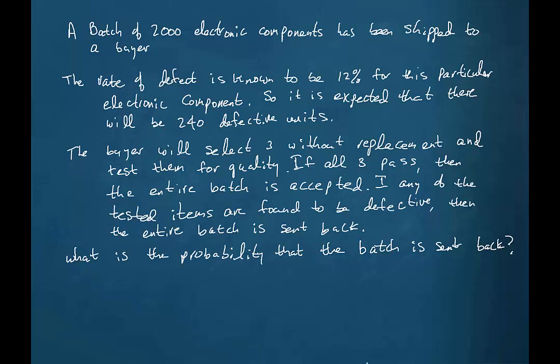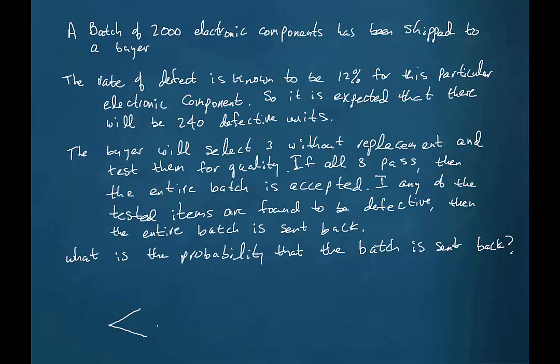If all 3 pass, then the entire batch is accepted. If any of the tested items are found to be defective, then the entire batch is sent back. What is the probability that the entire batch is sent back? It would be a good idea to draw a probability tree in order to understand this problem.